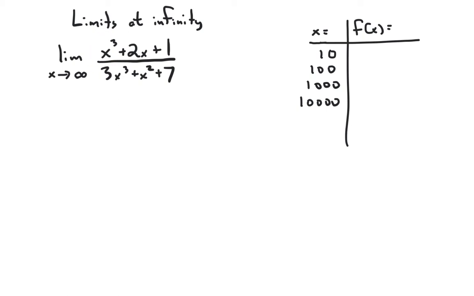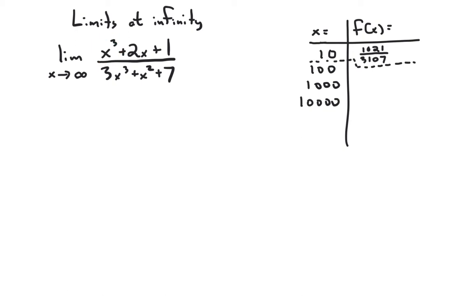So let's plug in 10 into our function. We get 10 cubed, that's 1,000, plus 2 times 10, so that's 20, plus 1, so that's 1,021 over, and let's plug in 10 into the denominator, and you'll see that we get 3,107. And maybe you can kind of see what's going on already, but let's do another example to really see what's happening.